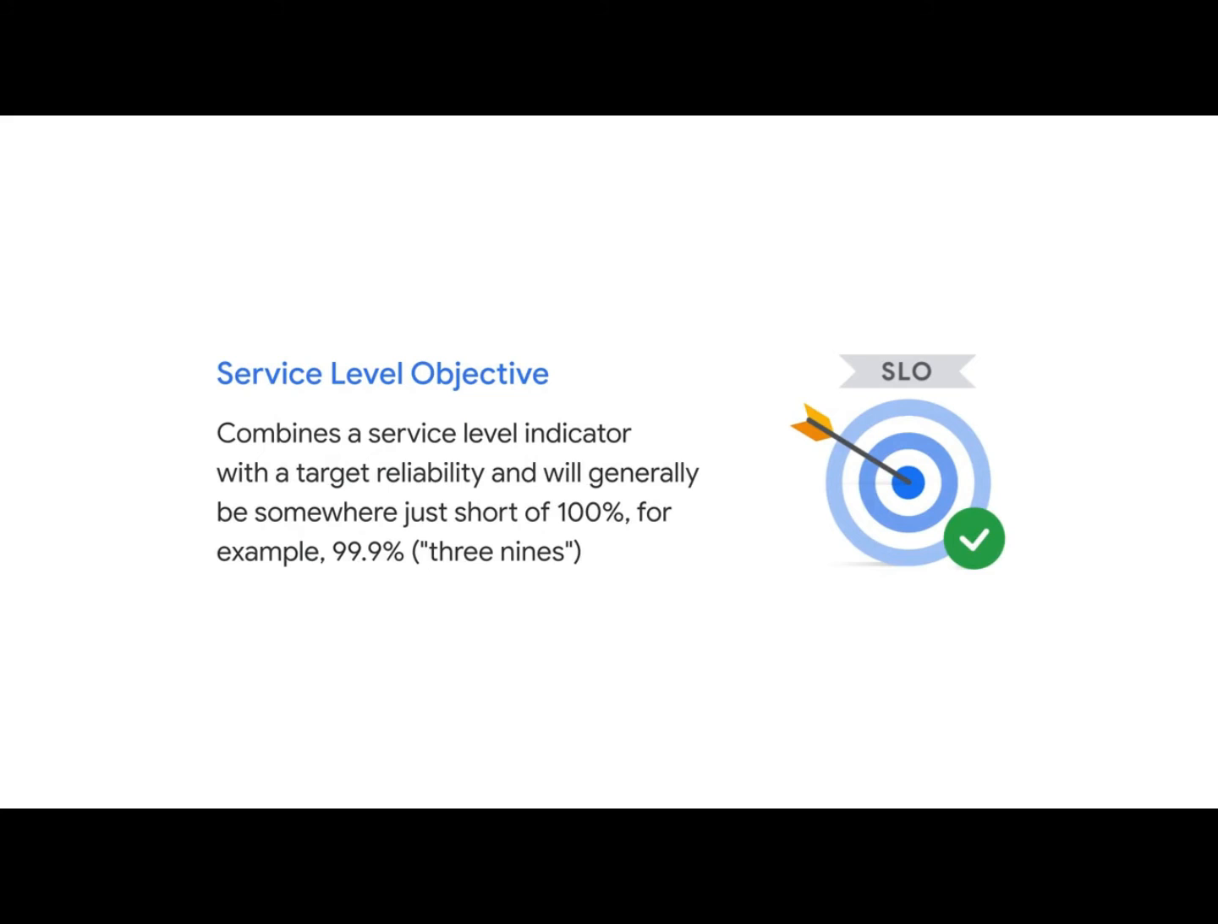A service level objective, or SLO, combines a service level indicator with a target reliability. If you express your SLIs as is commonly recommended, your SLOs will generally be somewhere just short of 100%, for example, 99.9 or 3 nines. You can't measure everything, so when possible, you should choose SLOs that are smart.